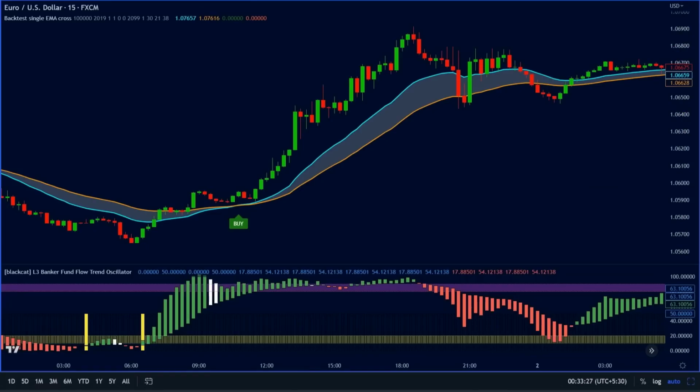Now let's understand the role of our second indicator, which is the banker's fund flow. The condition for a perfect entry point is when the green bar's value is 80 or above. Therefore, we need to wait for the green bar to reach or cross the 80 value.